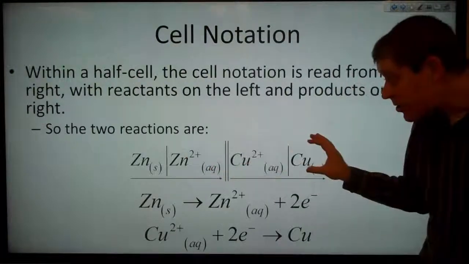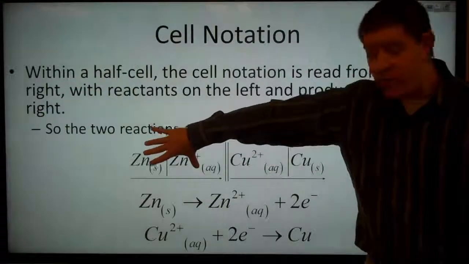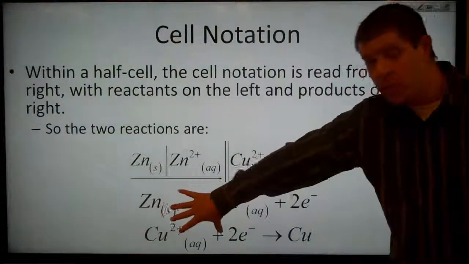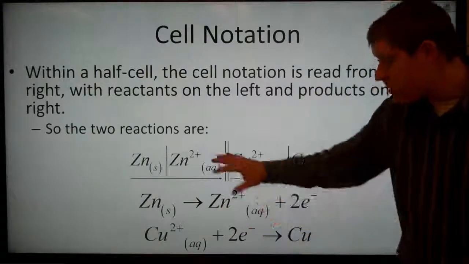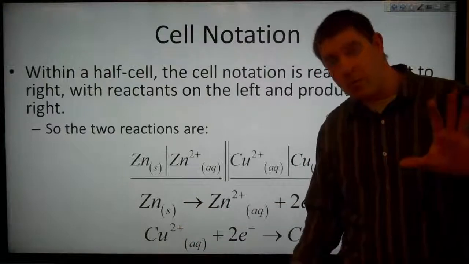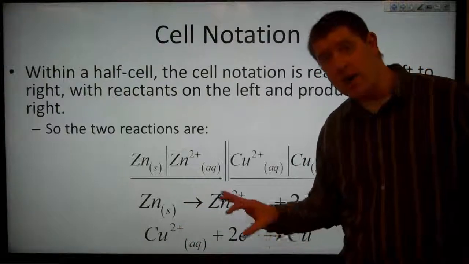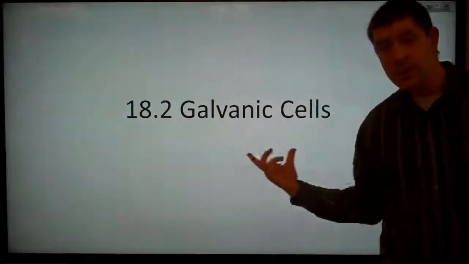So this way is a little bit shorter than writing out both of those reactions. So you should be able to get from the cell notation to our half reactions. You should be able to get from the half reactions to the cell notation. You should be able to get from the half reactions to the complete reaction, or from the complete reaction to the half reactions. So that was galvanic cells.